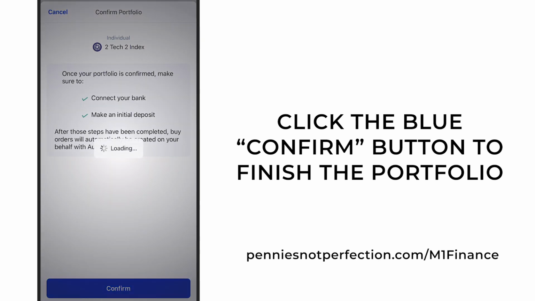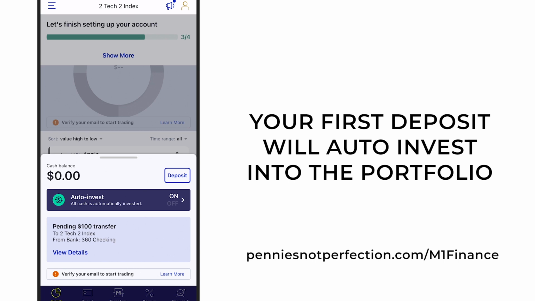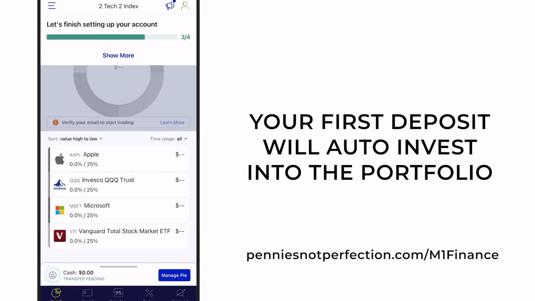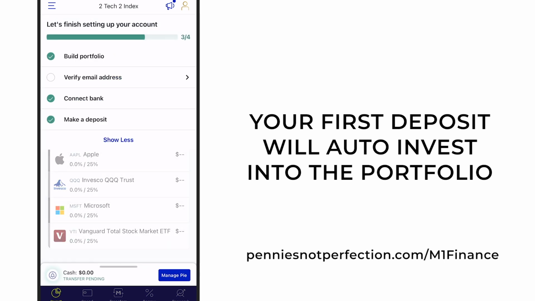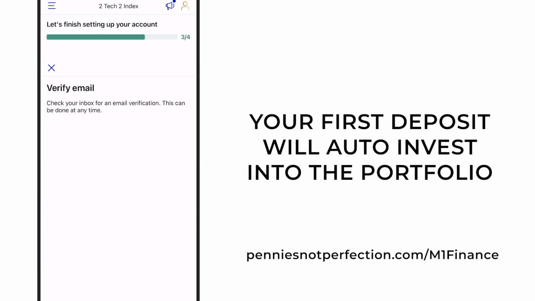So if you're happy with everything, your bank account's connected, you've made the deposit, you can just click confirm, and then that will have you all set up with your first portfolio. So all of the money in your initial deposit will go into this portfolio. Once the initial deposit goes through, you will then get the referral bonus in a short amount of time. It does take a few days, so you have to wait for that to go through.